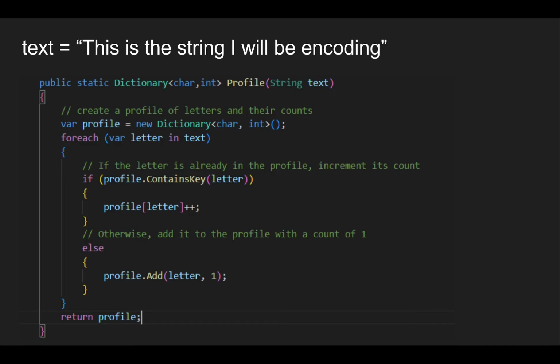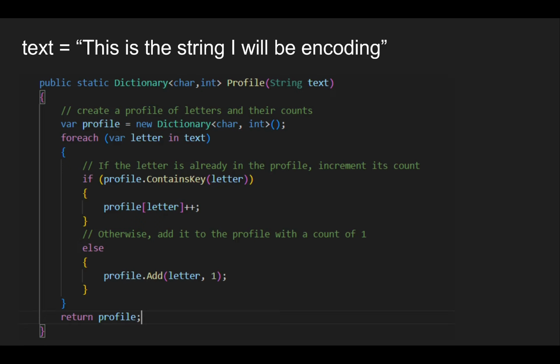So for this example, I'm going to be using the text string. This is the string I will be encoding as the text that will be used for this example. So first I'll start off by creating a profile of the text so that each letter inside of it will have a frequency of how often it occurs.